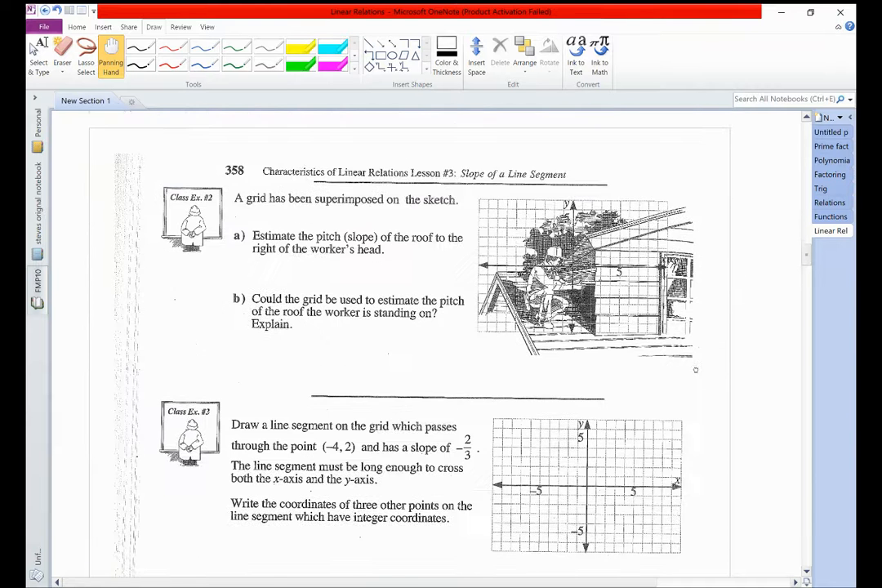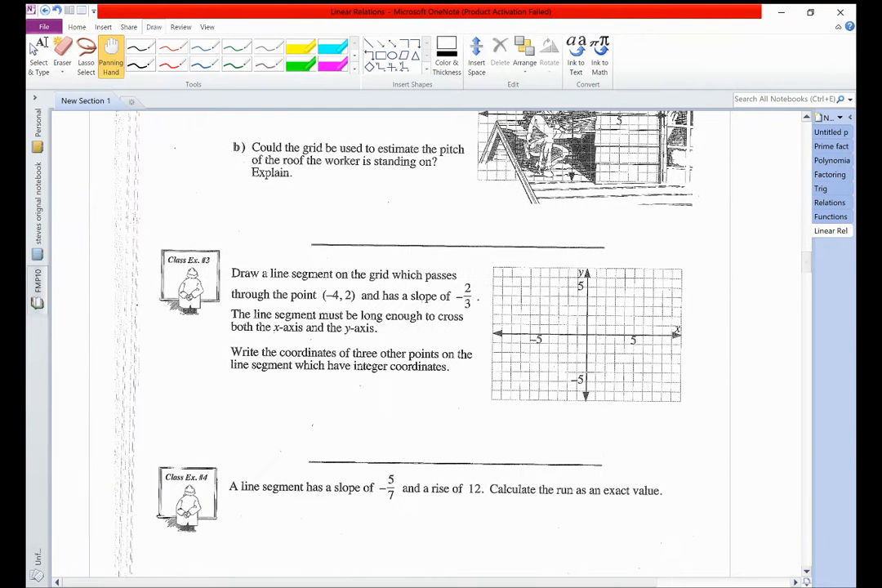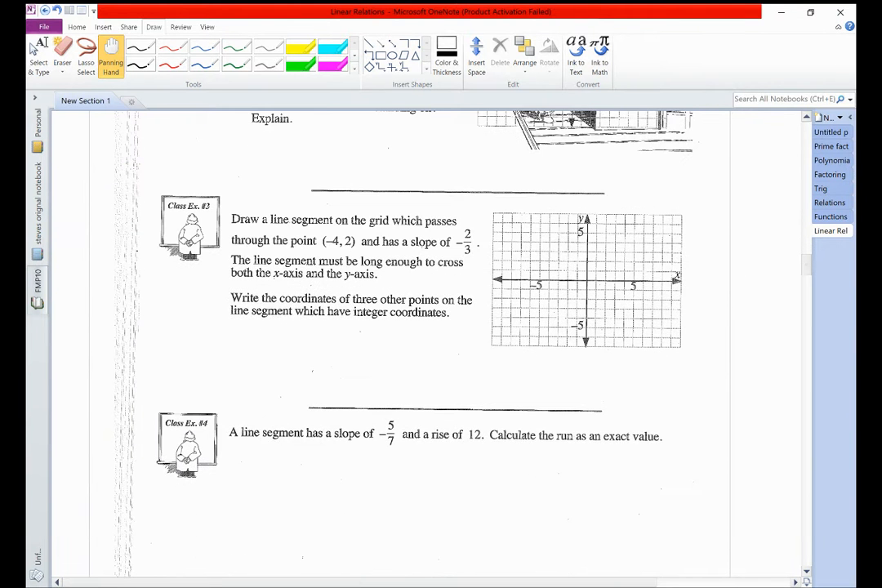Okay, I'm going to skip this question, but I'm going to look at this example right here, class example 3. It says draw a line segment on the grid which passes through the point (-4, 2) and has a slope of -2/3. So the first thing I'm going to do is zoom this in.